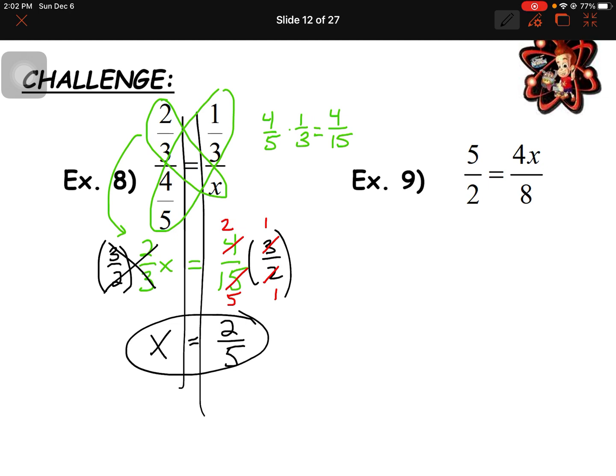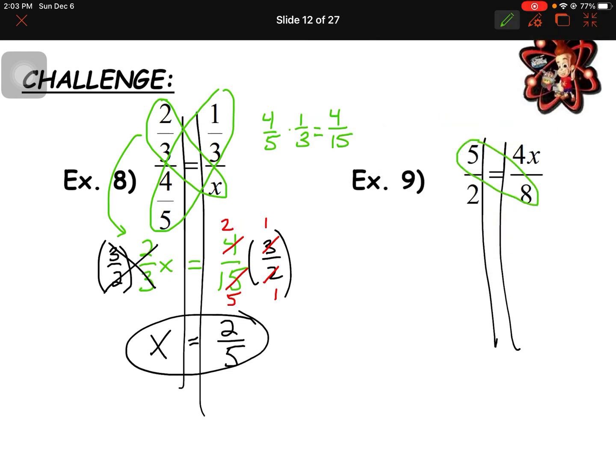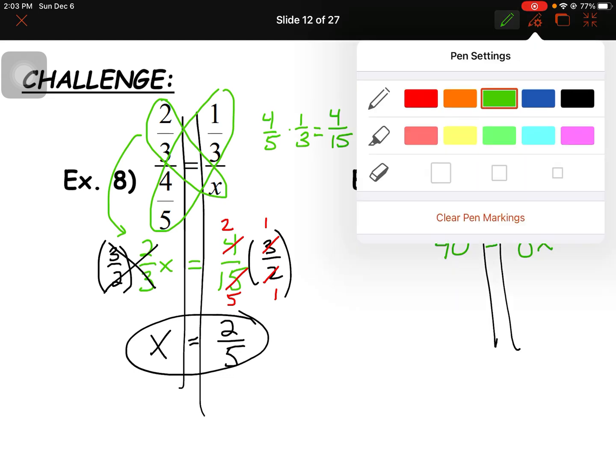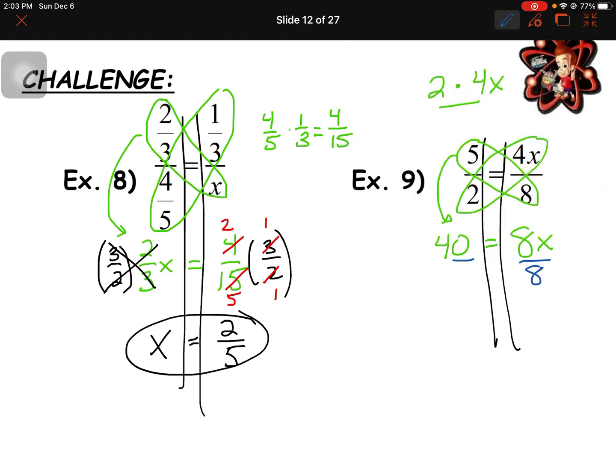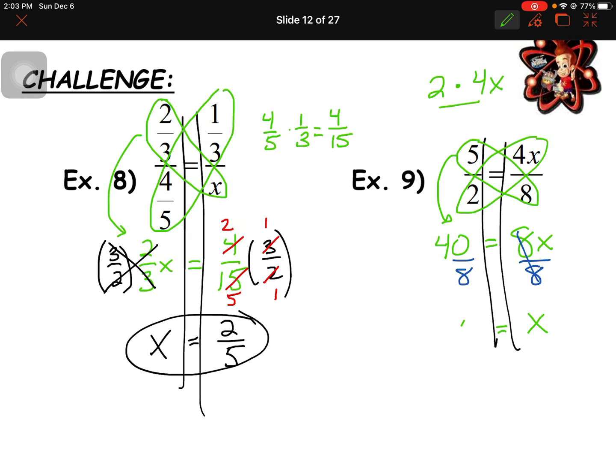All right, as we look at the next one, this one also gets a little bit tricky, but it's actually fairly easy once you get rolling with it. So once again, we're going to do our cross product. So this cross product is super easy. So you have 5 times 8 is 40. Now, this is multiplication. So really what it means is 2 times 4x. Well, that's all multiplication. So you're just going to end up multiplying the 2 times 4, which is 8x. Okay, now we're going to divide both sides by 8, and that's going to leave us x equals 5.